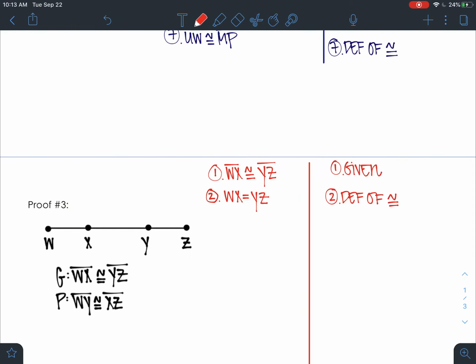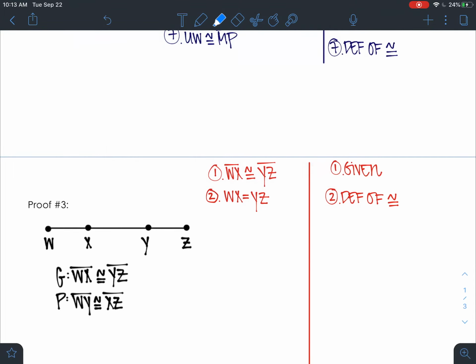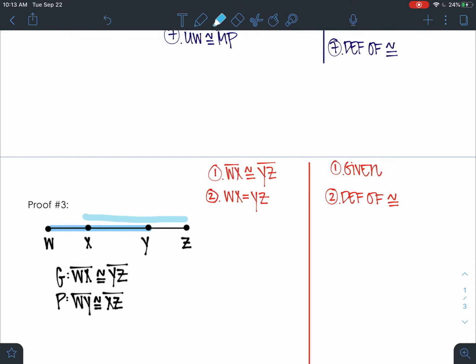And again, we're stuck. So what do we do? Let's just check in to see what we're trying to prove. What we're trying to prove is that WY is congruent to XZ. That's what we're trying to prove, okay? So with that in mind, I think I'm going to use those two segments, and I'm going to write segment addition for those two segments, okay?